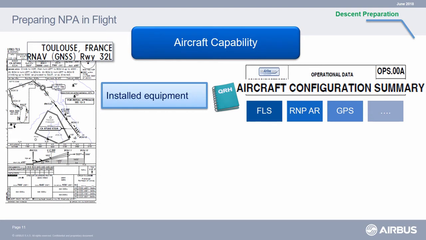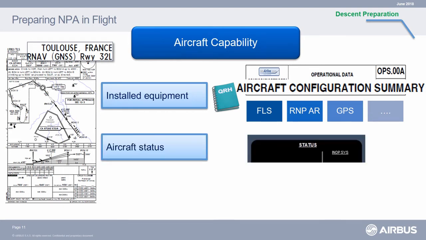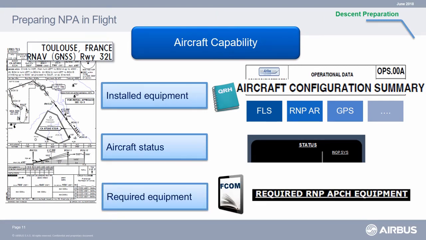We'll check the aircraft status to know if your aircraft is capable to fly the approach. You can review also if you have open MEL items or if you have applicable OEBs to the guidance. And of course, installed equipment and the aircraft status has to be compliant with the required equipment that are given in the FCOM to fly this approach. So we assume that our aircraft is capable to fly the approach.